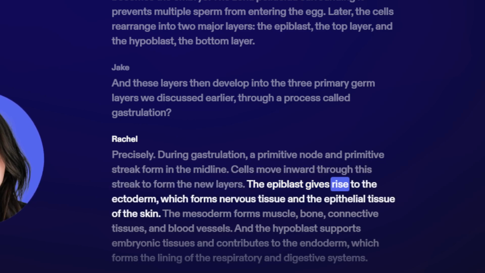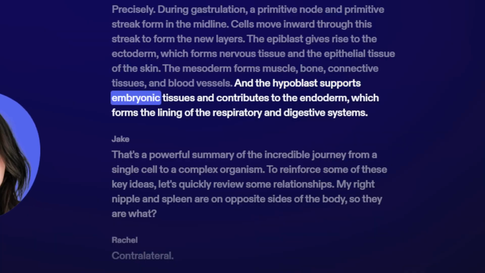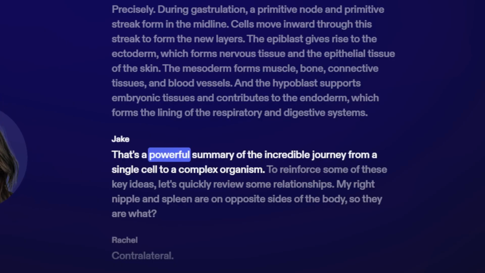The epiblast gives rise to the ectoderm, which forms nervous tissue and the epithelial tissue of the skin. The mesoderm forms muscle, bone, connective tissues, and blood vessels, and the hypoblast supports embryonic tissues and contributes to the endoderm, which forms the lining of the respiratory and digestive systems. That's a powerful summary of the incredible journey from a single cell to a complex organism.